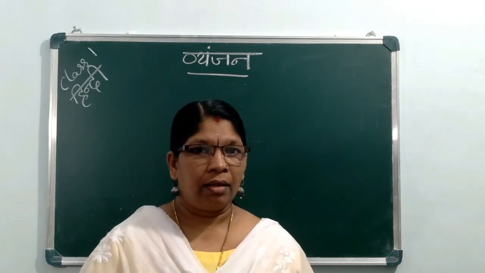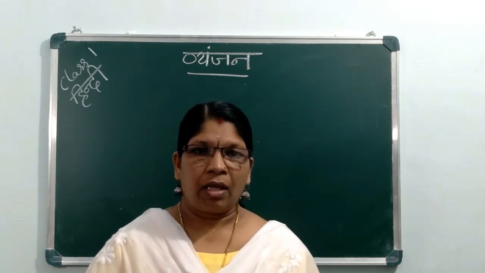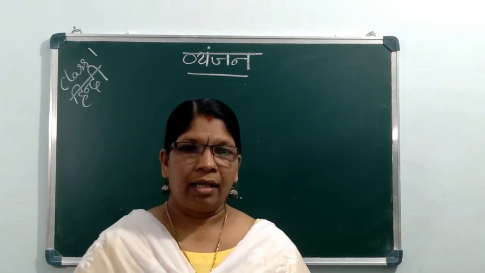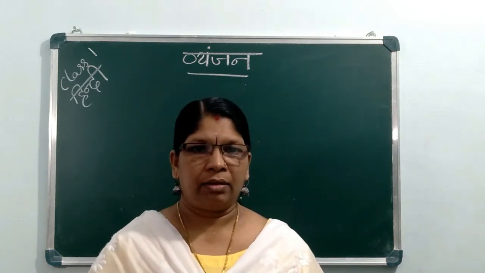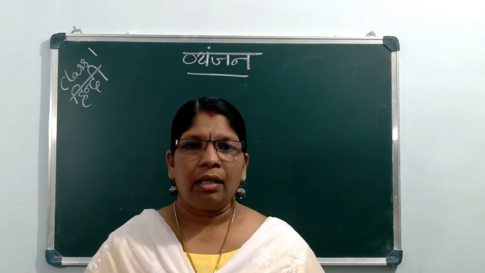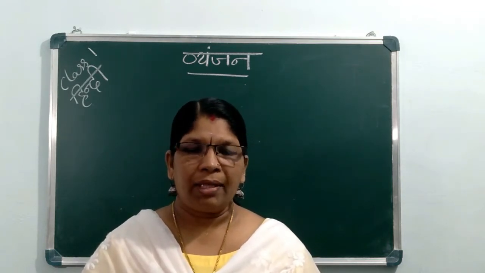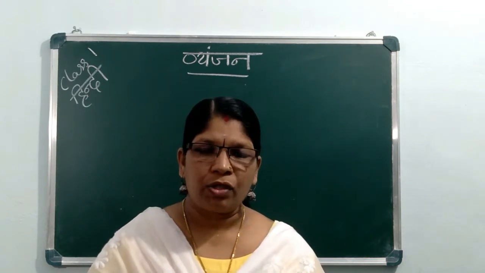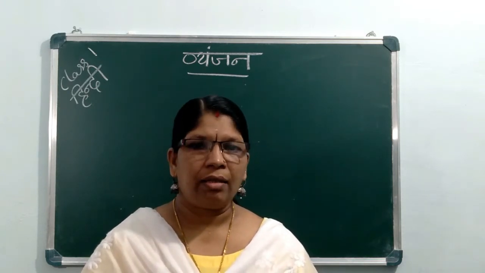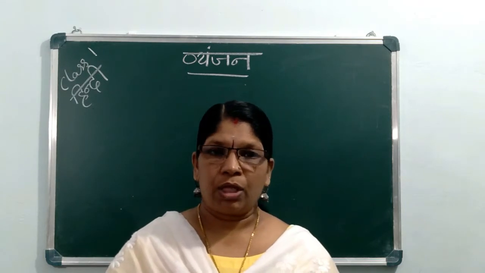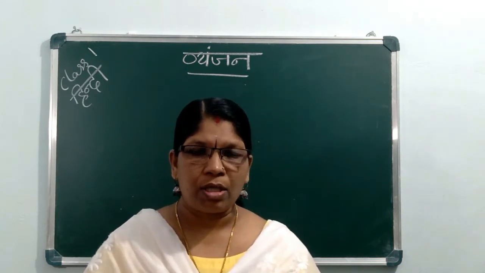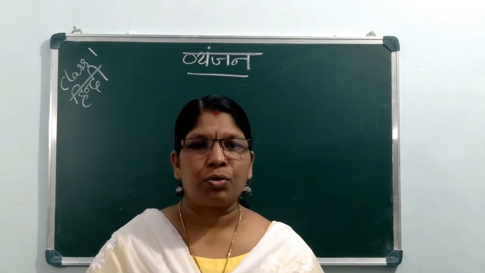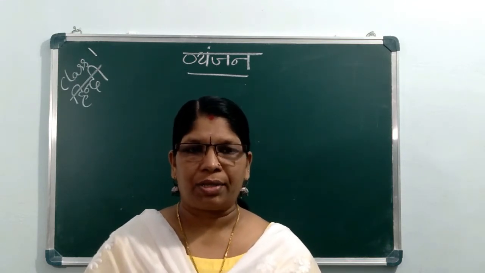Then dha. Dha se, dhan, wealth. Dharti, earth. Then next letter, na. Na se, nal. Na se, namak. And namak means salt. And can you identify which is the starting letter, the beginning sound of all these words? I hope all tried that, all understood how to identify these letters.